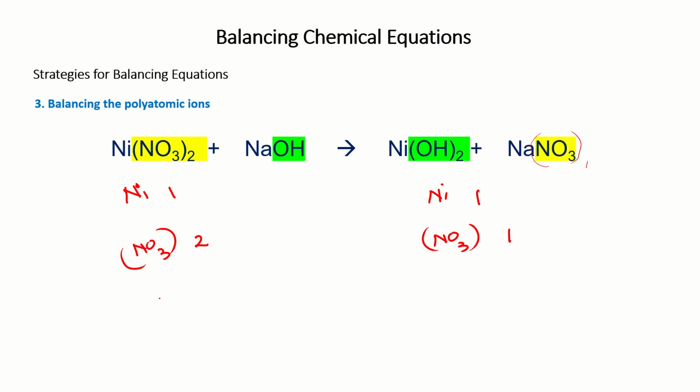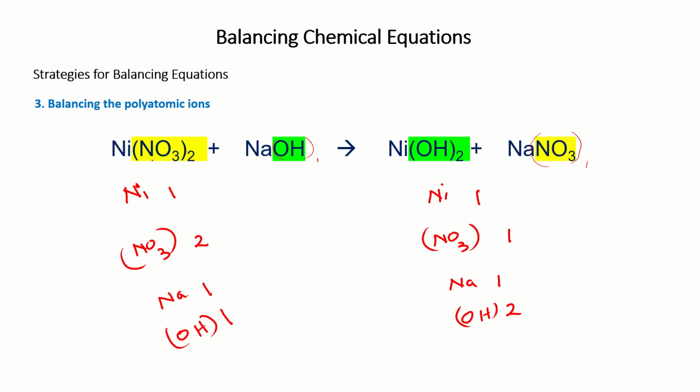And then sodium. I have only one sodium atom, and this whole hydroxide, it is 1 unit. You don't see it when you have one. You just have one hydroxide, but on this side you have 2 hydroxides and 1 sodium. And the number of nickels on both sides, they are the same.